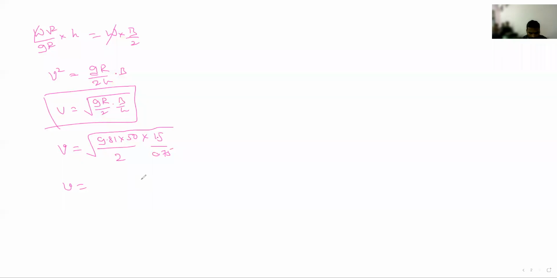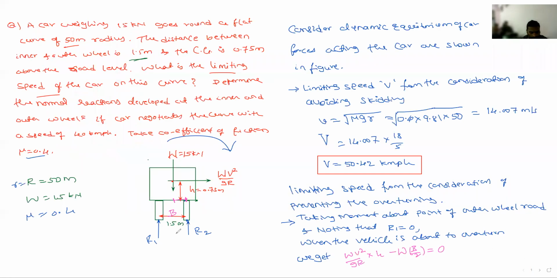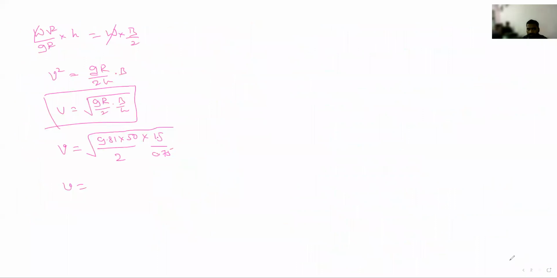9.81 into 50 divided by b is in... 31.32. What is b? 22.14. One minute. b is 1.5, correct. 22.147, yes sir, 22.147. Did it come correct? Anybody got 22.147? Yes, sir. Calculate, and what answer did you get?